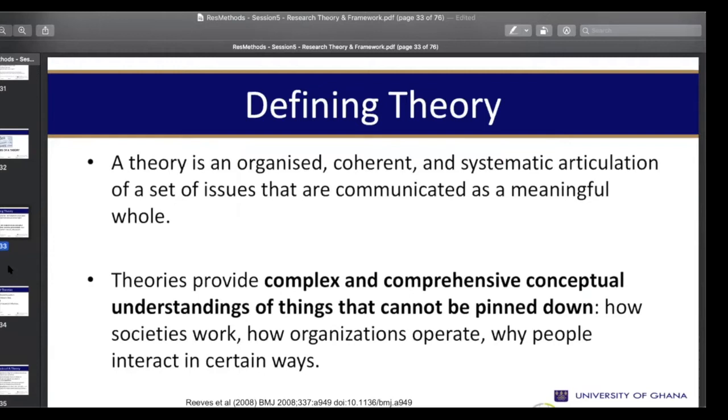Okay, so theories provide complex and comprehensive conceptual understandings of things that cannot be pinned down: how societies work, how organizations operate, why people will interact in certain ways. So when you see a theory, it doesn't just try to explain very simple things. They try to explain complex things in simple ways. That's what theories try to do. Theories are built out of conceptual frameworks or conceptual models, and the objective of conceptual models is to simplify reality. So by the time you finish and develop a theory, it is supposed to simplify reality too. Complex things are explained in a very simple way.